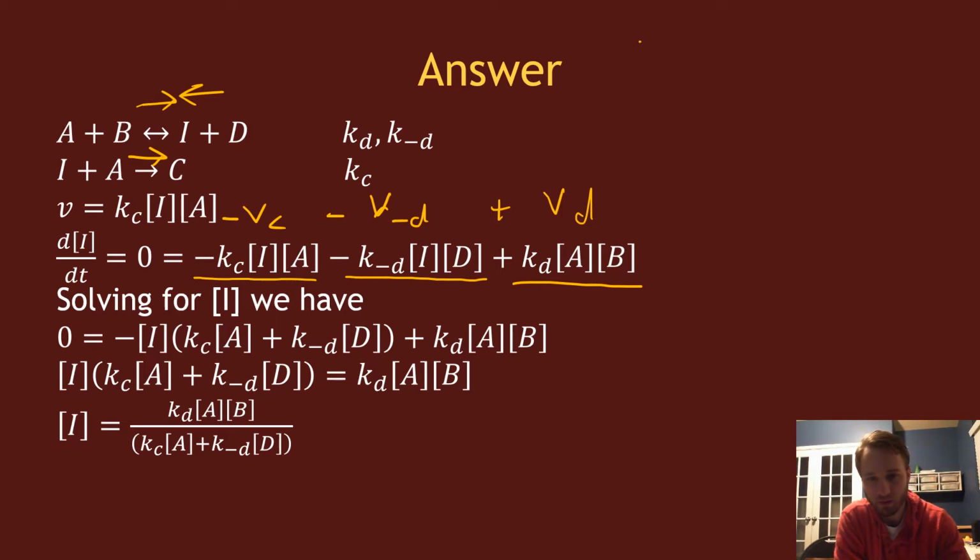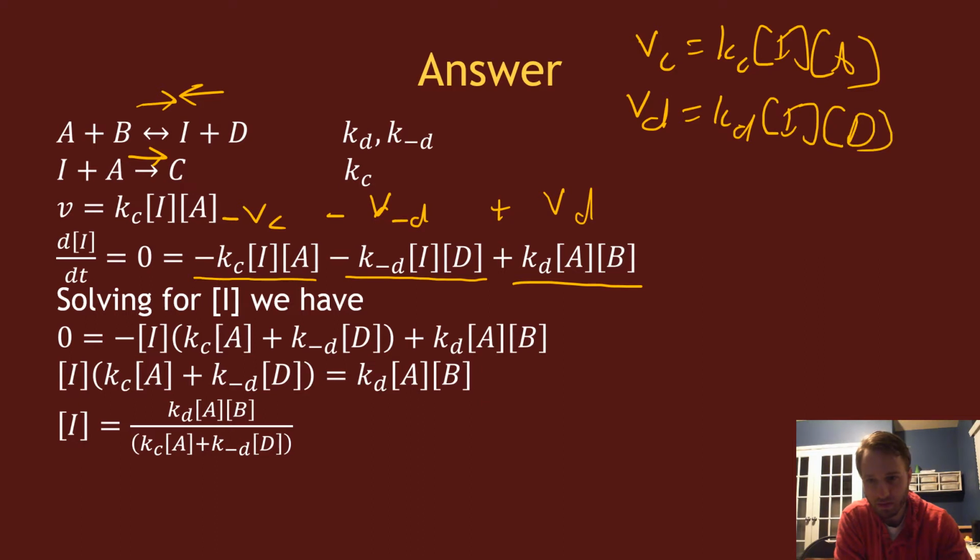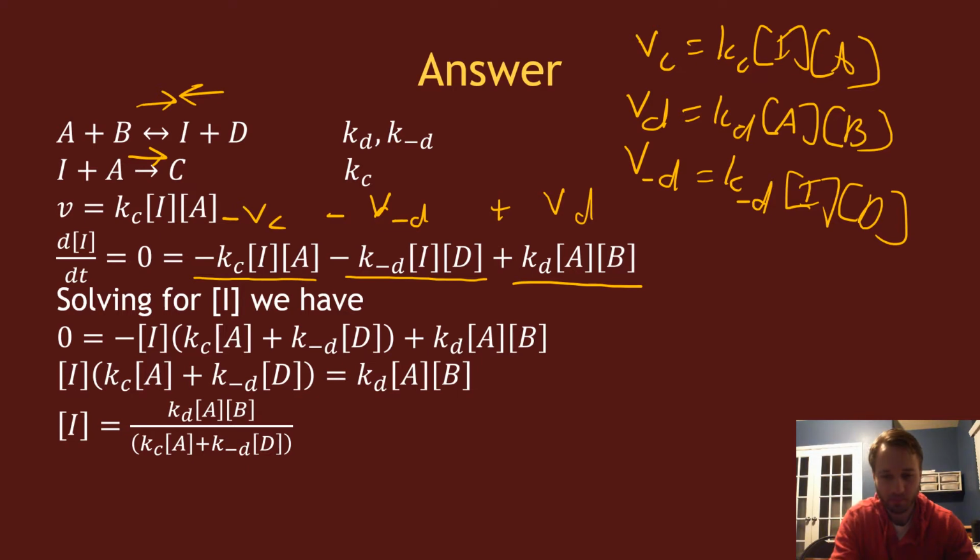The rate law for vC equals KcIA, the rate law for vD equals KD times A times B, and the rate law for v minus D is equal to K minus D times I times D. My apologies, up above here, it's not KDID, it's AB.